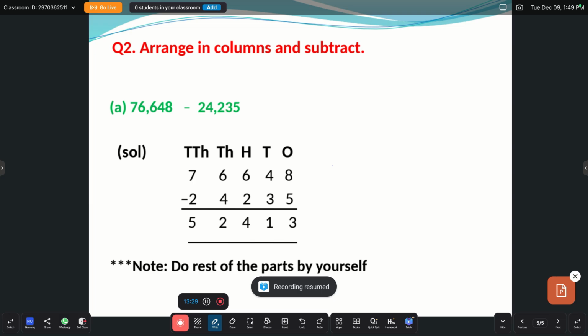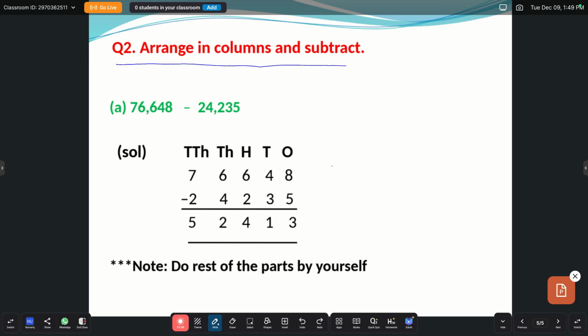Okay, dear students, we will now move to question number 2. Question number 2 is asking you to arrange these numbers in columns and then subtract. In our question number 1, the numbers were already arranged in the columns, but in this question, we have to arrange these numbers in columns and then we have to subtract.